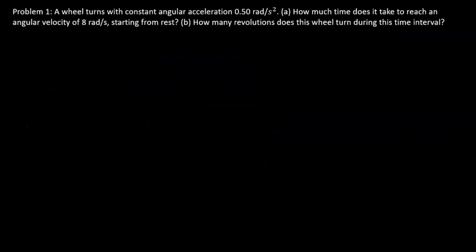Problem 1. A wheel turns with constant angular acceleration of 0.5 radian per second squared. How much time does it take to reach an angular velocity of 8 radian per second, assuming that it starts from rest?